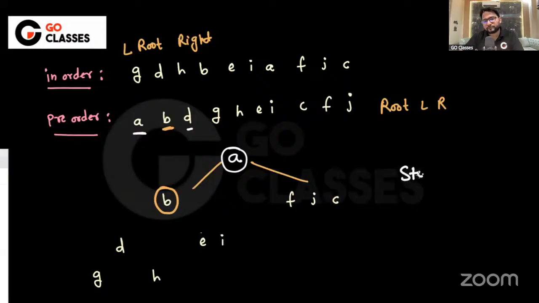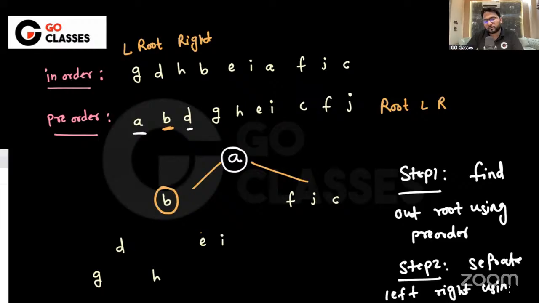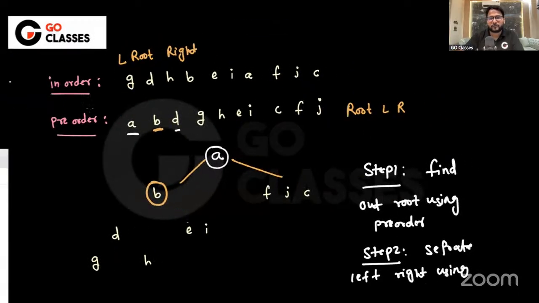Step one, find out the root using pre-order. Step two, separate left and right using in order. So these are the two steps, very easy steps. Separate left and right using in order.